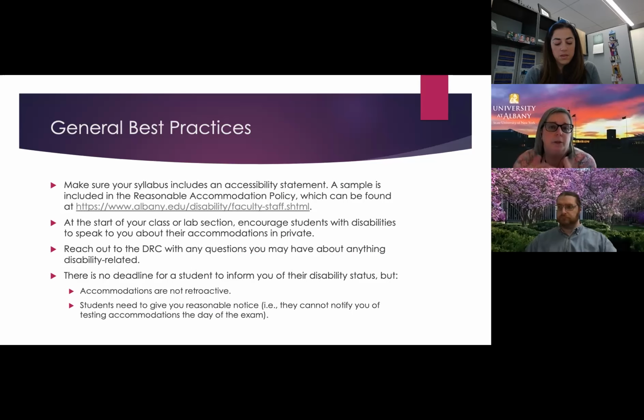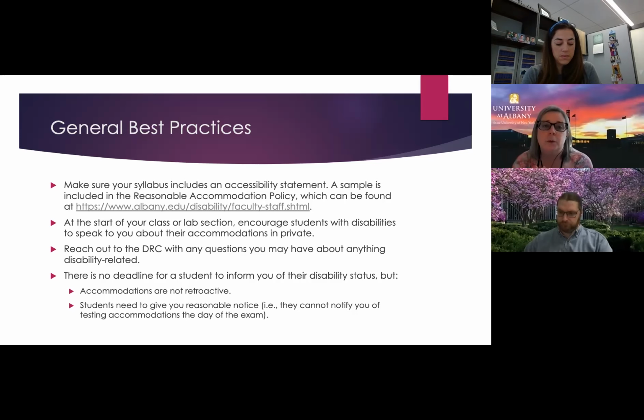Encourage students with disabilities to come and talk to you about their accommodations in private. And you'll be getting from students that are already registered with us an email with their accommodations in it. If you have any questions about anything disability related, regardless of if a student has provided you with a disability accommodation letter, or maybe you're like, I'm going to be showing a video in class and it's not captioned, how do I go about making sure that it has captions? Or how do I go about making sure that my class is more accessible? Reach out to us. We're happy to help you out with that.